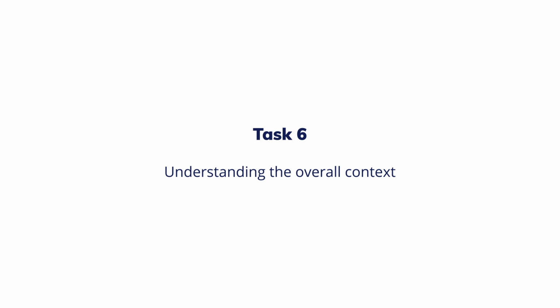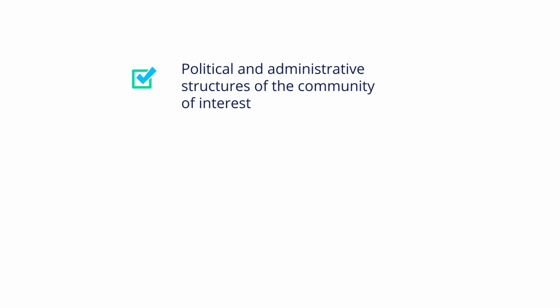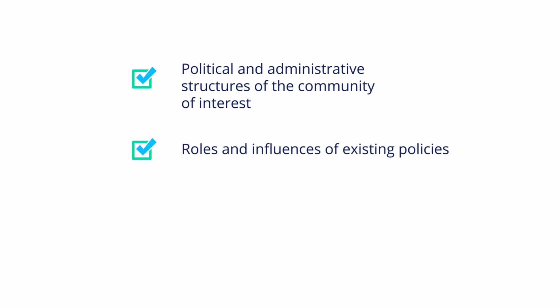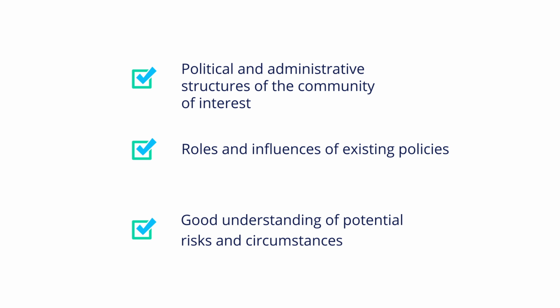Task 6 is understanding the overall context, including the political and administrative structures of the community where your project will take place, along with the roles and influences of existing policies that may affect project implementation. Getting a good grip of the context also helps to explore potential risks and unexpected circumstances that might arise later on.